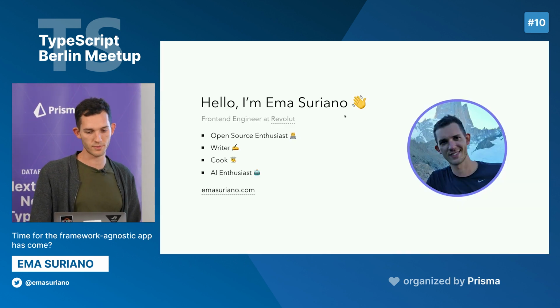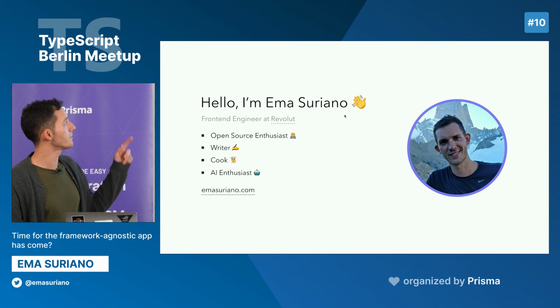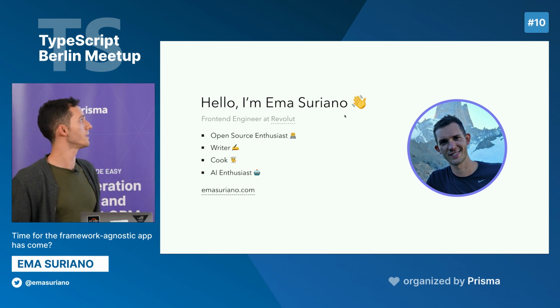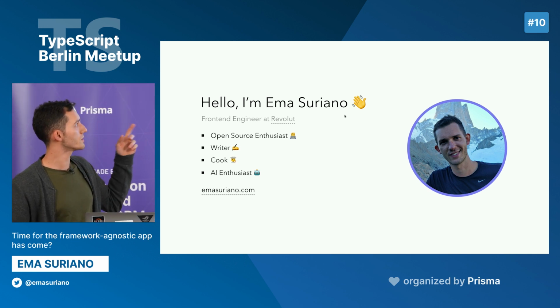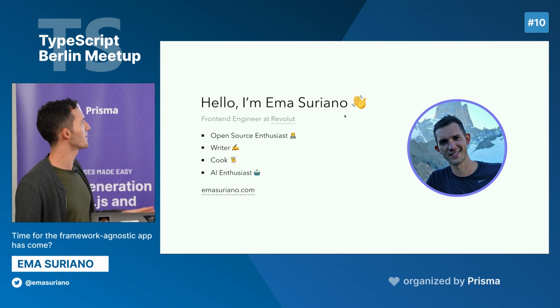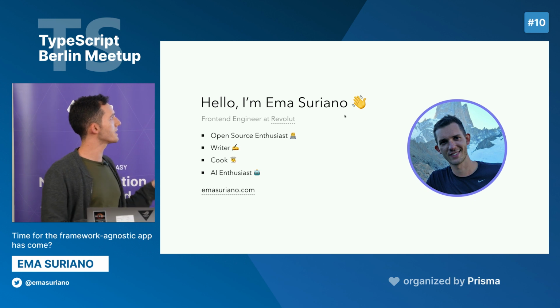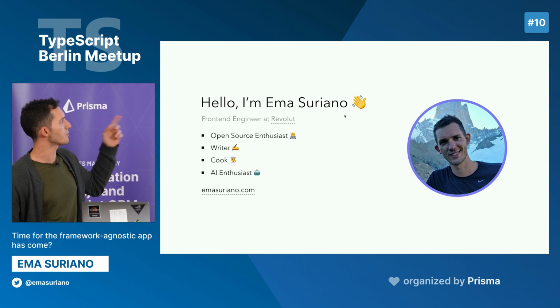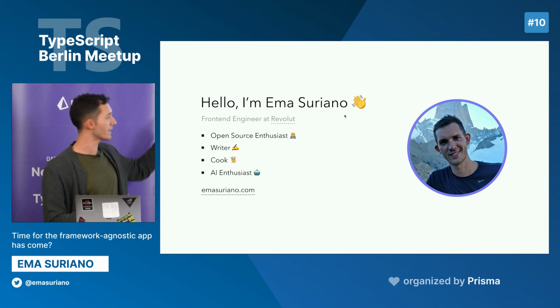Let me present myself. Hi there, I'm Emma, short name of Emanuel. I'm from Argentina. I'm a front-end engineer at Revolut, but this talk is not going to cover anything related to Revolut. Don't worry. It's in my free time. I'm an open source enthusiast, writer, cook, and also AI enthusiast.